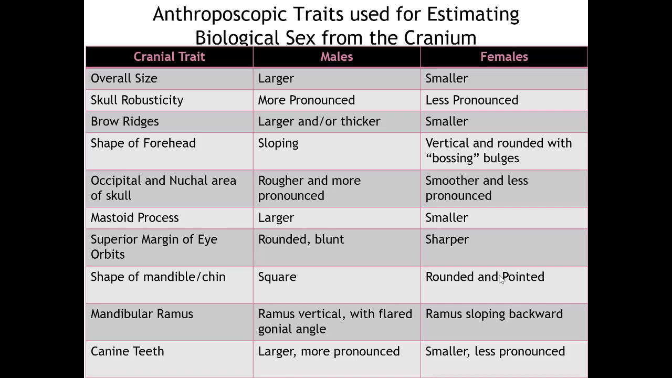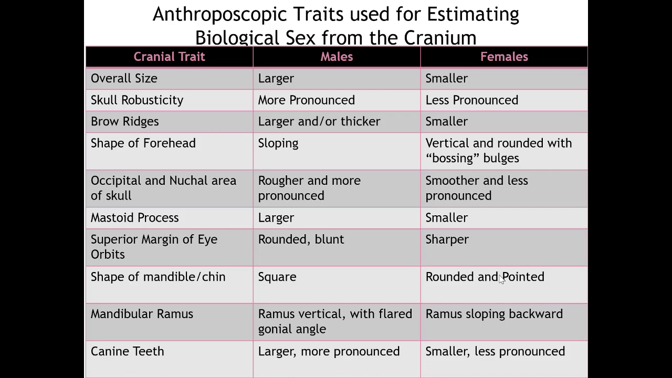Mastoid process is larger in our males. Again, more muscle or bigger muscles, more bone. So larger in our males and then smaller in females. Our superior margin of the eye orbits are rounded and blunt. So if I say that too fast and you're kind of confused, superior margin of eye orbits means the top of the eyeballs. Remember that. Males is more rounded and blunt, whereas it's sharper in females.